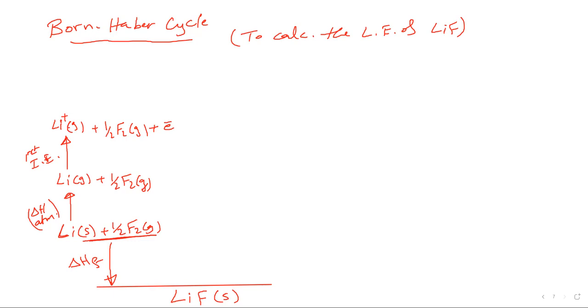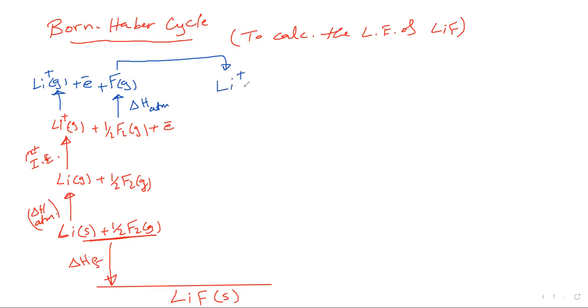Now we come to the fluorine. In order to change the half fluorine molecule in the gas state to fluorine atom in the gas state, this is done by the enthalpy change of atomization of fluorine. And still the lithium ion is as it is in the gas state, plus electron, plus this fluorine atom in the gas state. Now, after that, the fluorine atom in the gas state will gain this electron by what we call the first electron affinity.